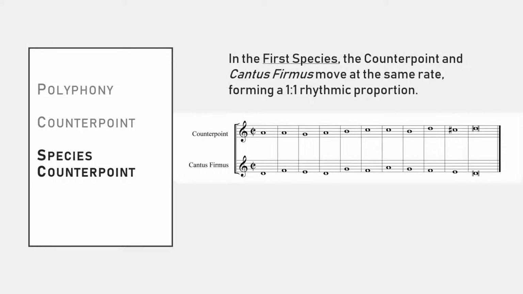There are 5 species, or types, of counterpoint in the species counterpoint method. In the first species, the counterpoint and cantus firmus move at the same rate, forming a 1-to-1 rhythmic proportion. For this reason, first species is also sometimes called note against note counterpoint.